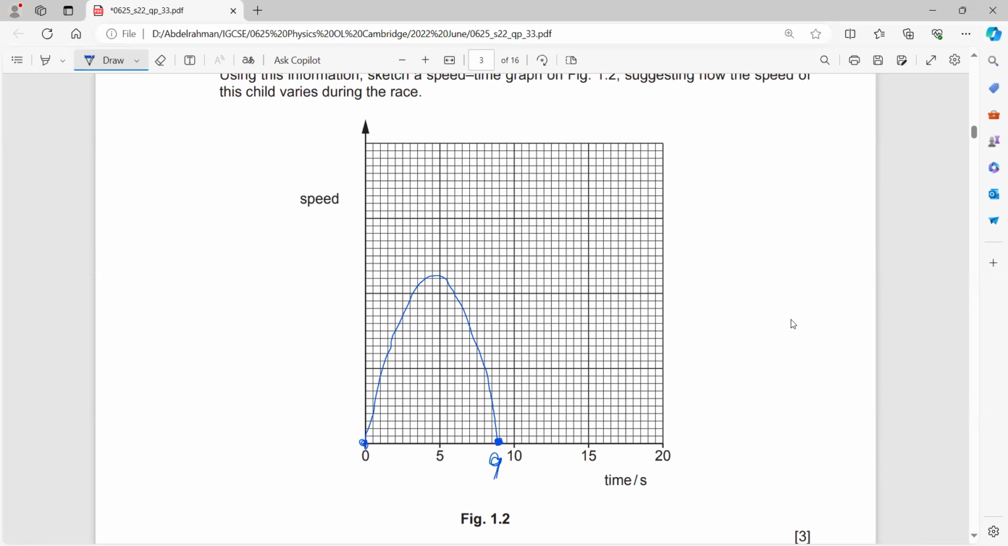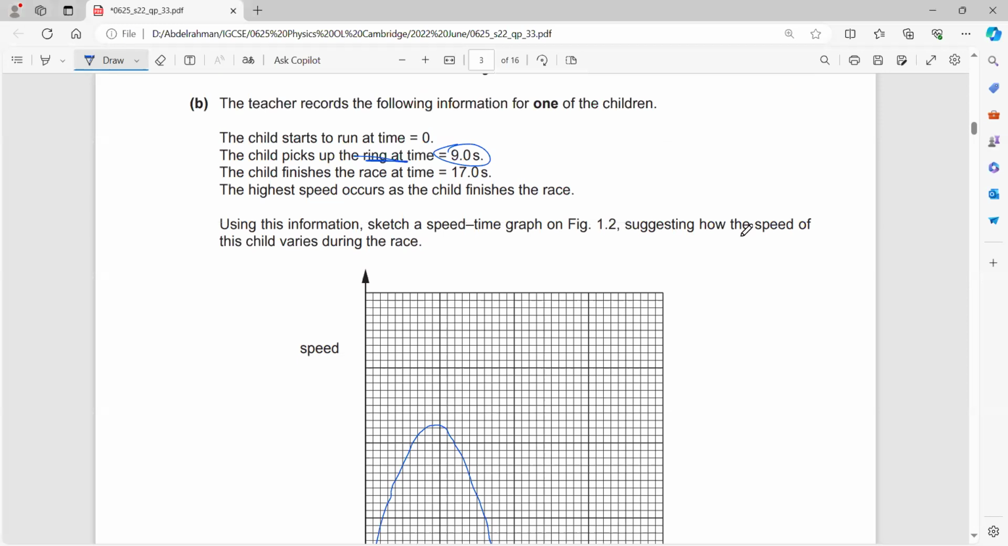Why? Because he will stop, even for a microsecond. He will pick up the ring and then go back. And then what happens to his speed? Then he goes back and increases his speed towards the end of the line while moving in the opposite direction. So his highest speed occurs as the child finishes the race.